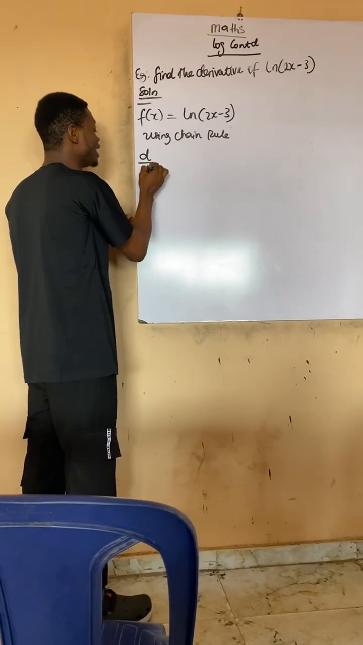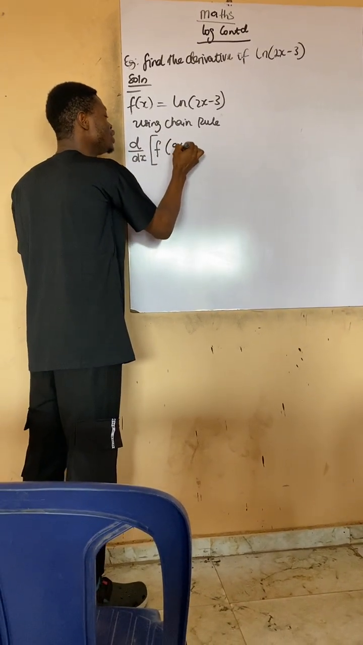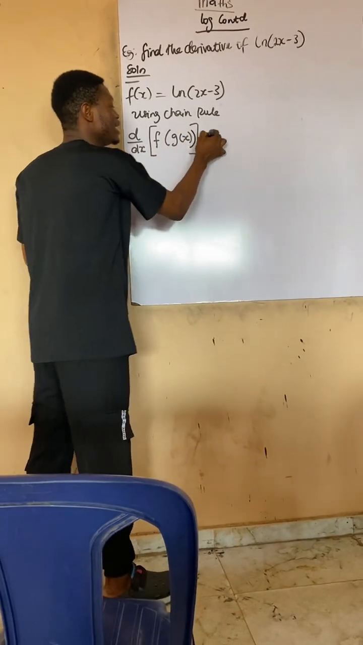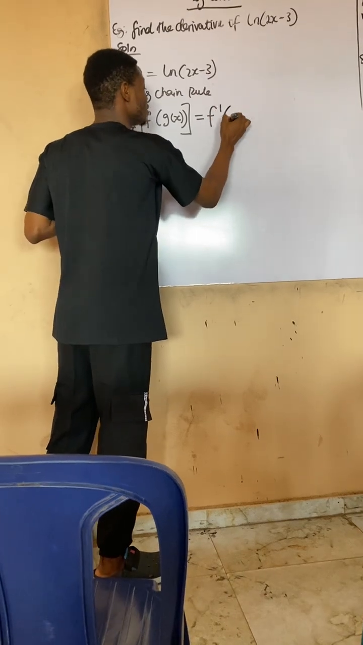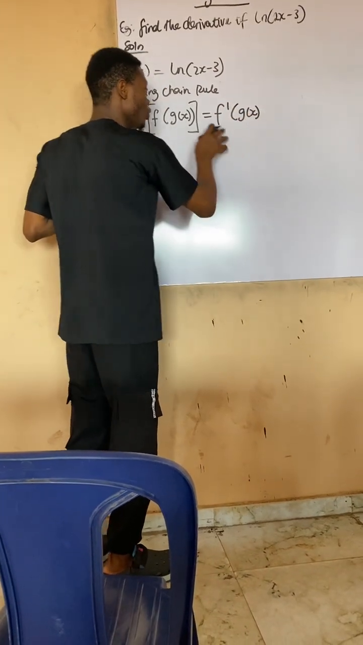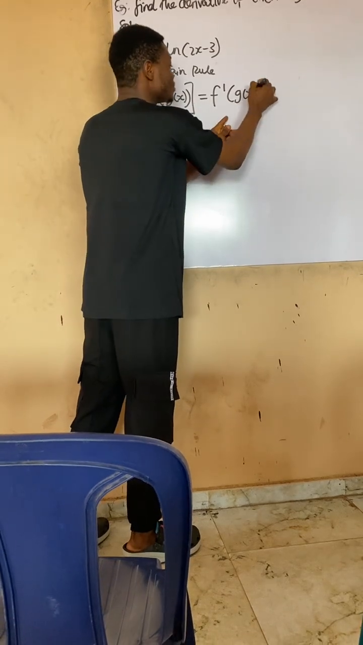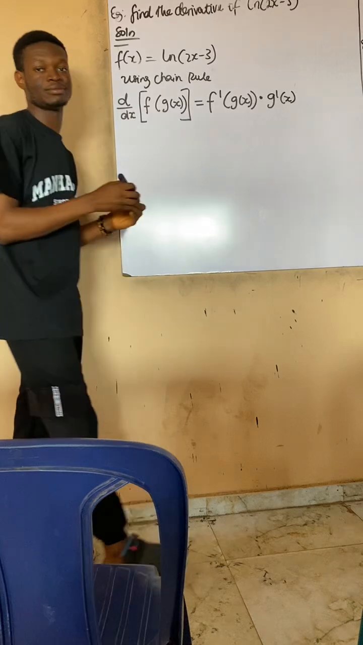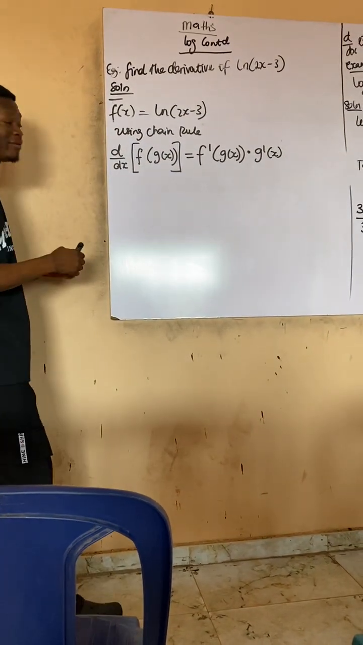d over dx of f of g of x is equal to f prime of g of x. We differentiate the f, we keep the g of x constant, right? Then times g prime of x. That is the chain rule. Are you there? So what are we going to have now?